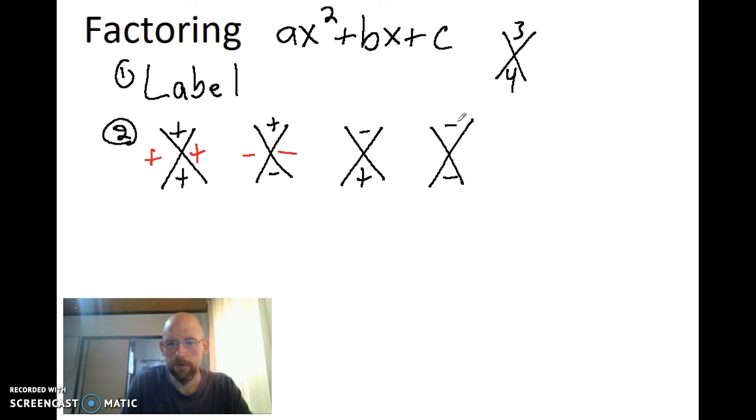And anytime you want to multiply to a negative, you need one of each. One negative, one positive. In this case, the positive is bigger, since we want to add to a positive. In this case, we want to add to a negative, so the negative has to be bigger. If you can't remember that, that's fine. Just experiment a little bit. It's pretty quick to add 2 numbers. You'll get it without an issue.